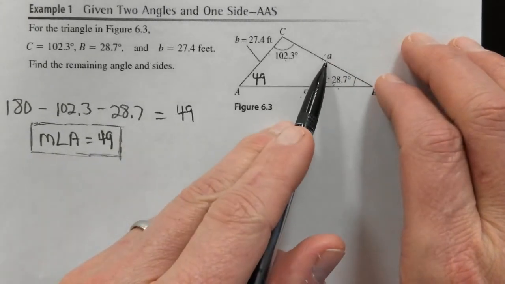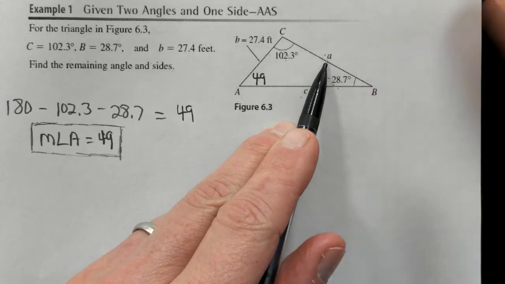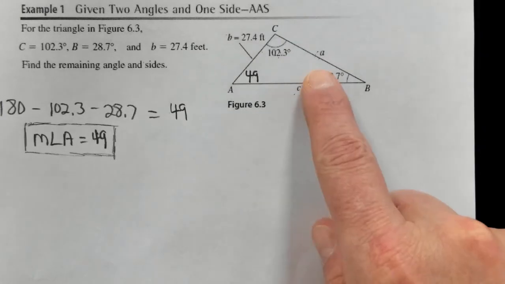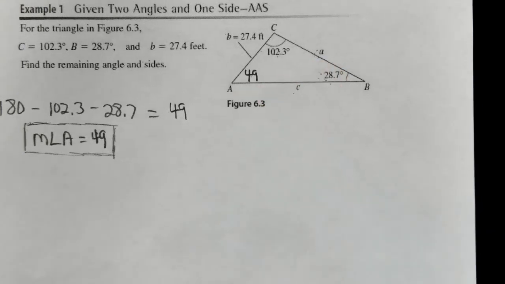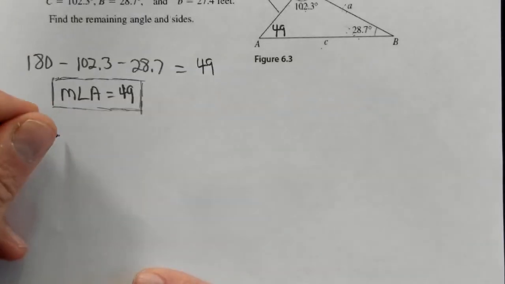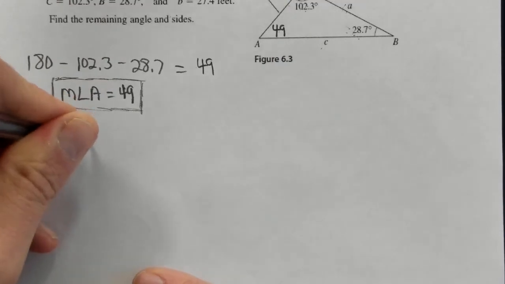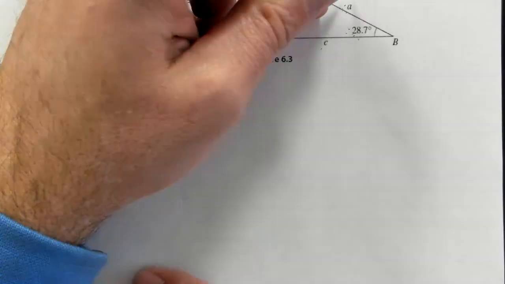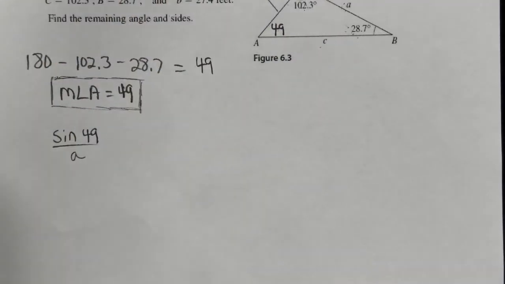The part I'm trying to solve for is side a. If I'm looking for side a, I need to set it up with the angle A. So I would set up sine of angle A over side a as my first fraction. I'm going to write sine, and the angle is 49, over side a, which is missing. That's what we're going to find.